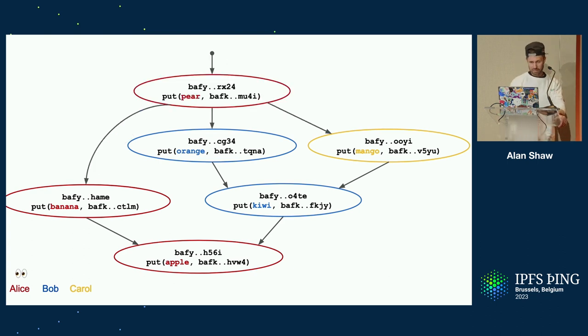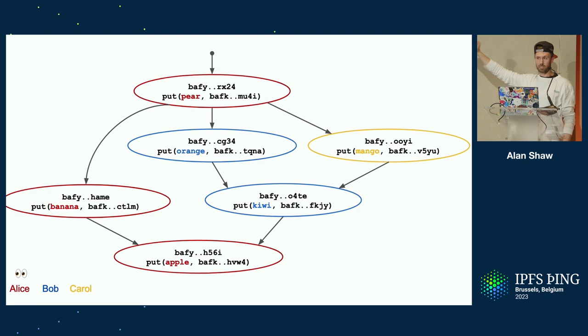And then finally, Alice adds her third item, the pear, and the pear just links back to those three events that she was previously tracking. And so now she starts to track her own new event as the single latest event.